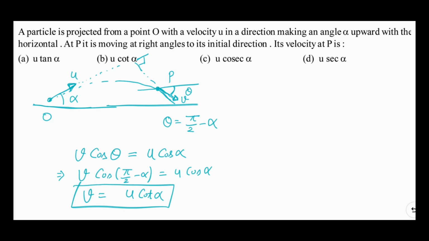This should be the speed of the particle when it is moving at right angle to the initial direction of motion. Here the particle is moving at right angle to the initial direction of motion, and at this point the speed is determined as u into cot alpha, which was asked in the question, velocity at P. So the answer should be u cot alpha. This should be the answer.